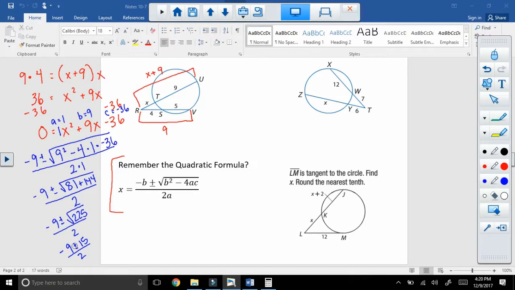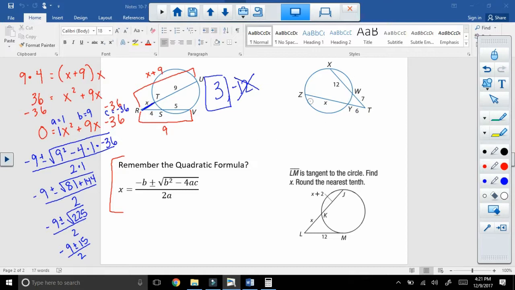So negative 9 plus 15 is 6, and 6 divided by 2 is 3. Negative 9 minus 15 is negative 24. Divided by 2 is negative 12. So algebraically speaking, both of these are correct solutions for this equation. But when we're thinking about how long this segment has to be, only the one makes sense. This segment cannot be negative 12 units long. This segment would have to be 3.